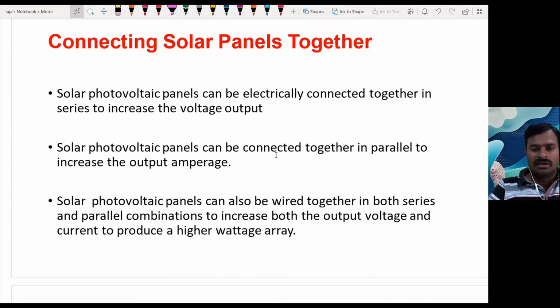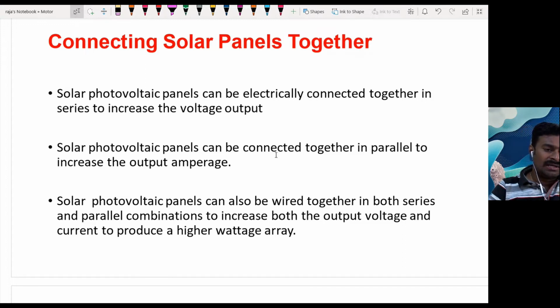For achieving the required voltage for a given battery bank, if the inverter input voltage is 12 volts, then we may have a 12 volt battery bank. Or if the inverter has a 24 volt input, then you will have a 24 volt battery bank. In that case, if you have a panel which can generate only 20 or 21 volts open circuit voltage, it is not enough to generate 24 volts.